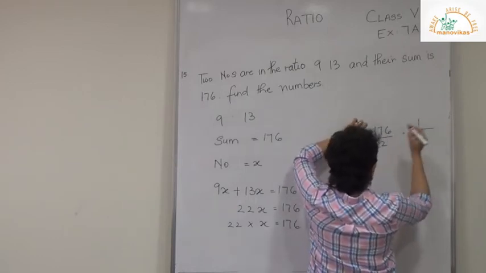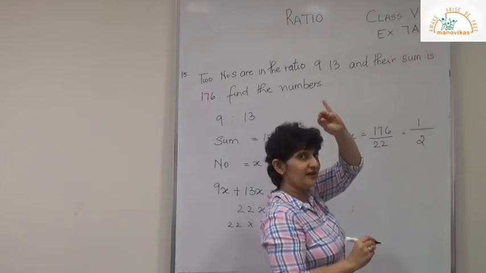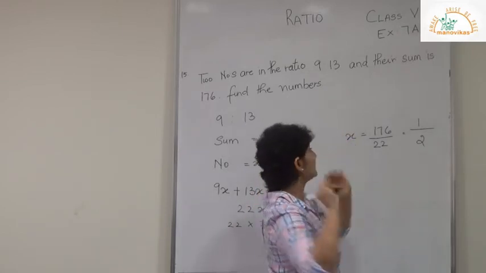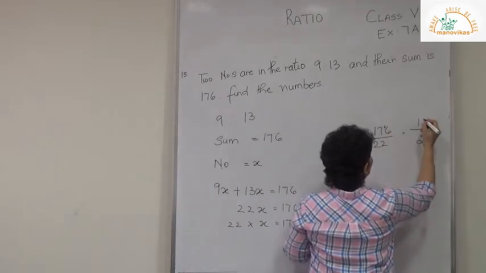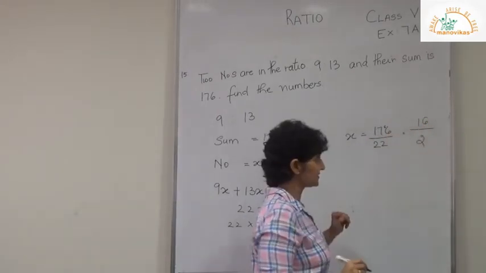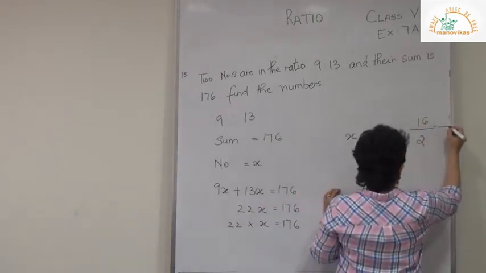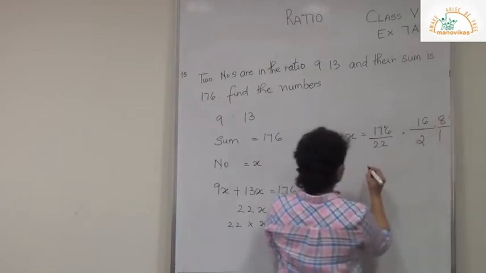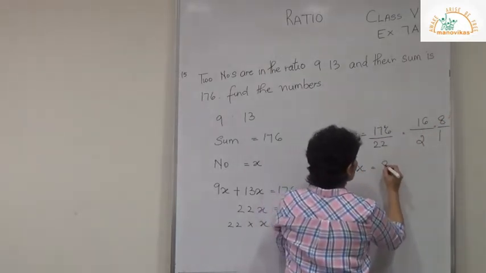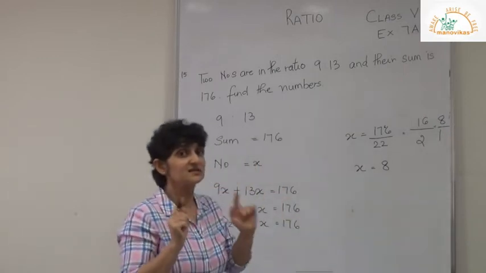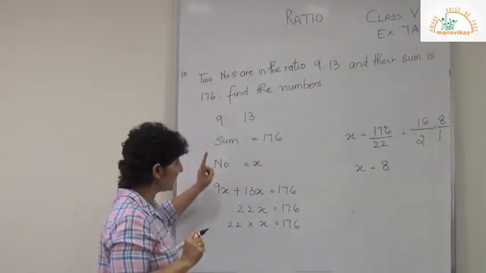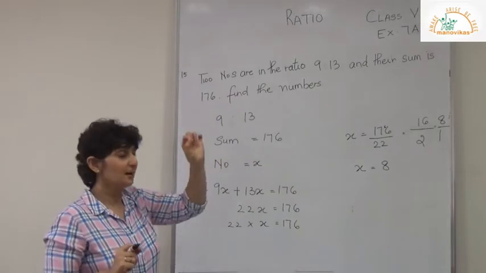I get 11 2s are 22. 11 1s are 11. 12, 13, 14, 15, 16 and 17. 6. So 11 6s are 66. When I reduce, I get 2 1s are 2, 2 8s are 16. So x is equal to 8. This is not my answer, children. I need to find the numbers.